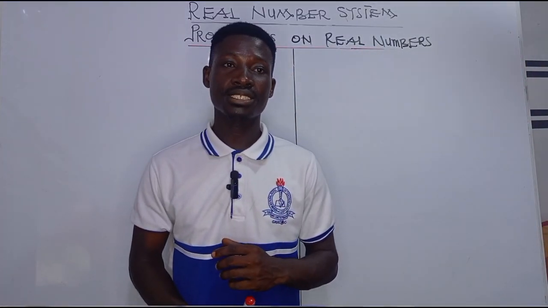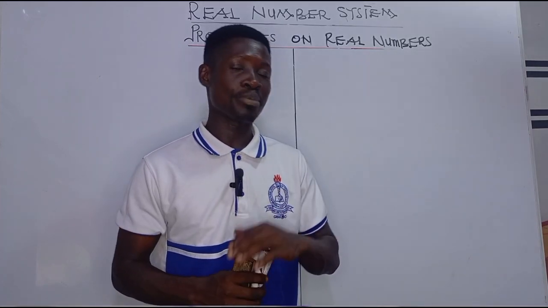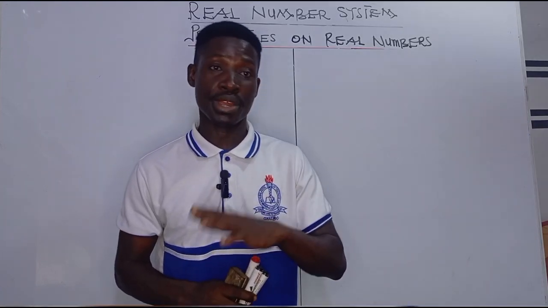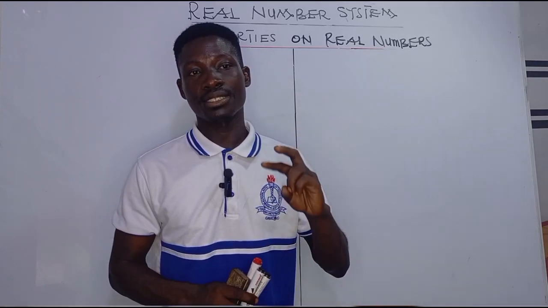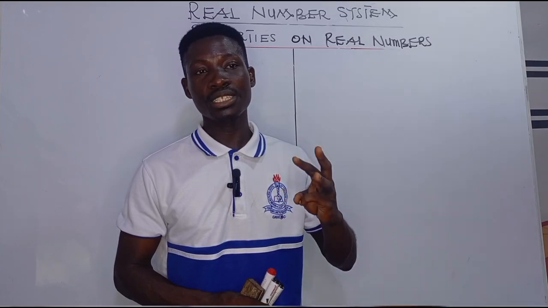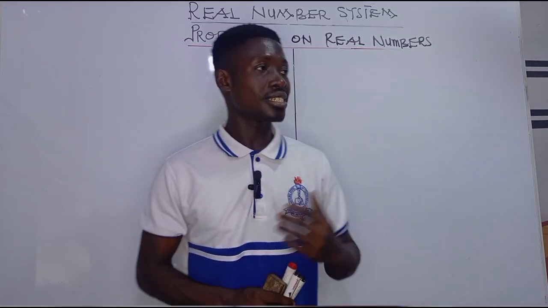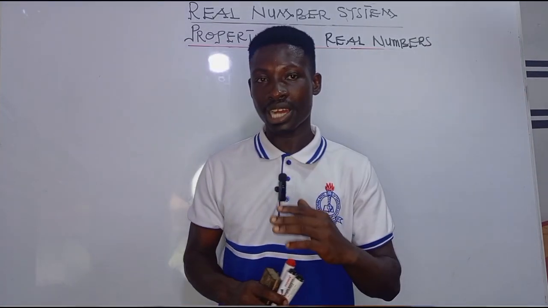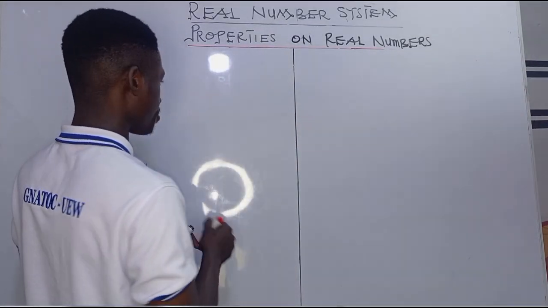In this very lesson, we shall be looking at properties on real numbers. In our previous lesson, we talked about properties of operation on real numbers, and we looked at the commutative property, the associative property, and the distributive property. I believe you can state and explain each one of them. Now, to look at properties on real numbers, let's go through these few activities and then come out with our observation.